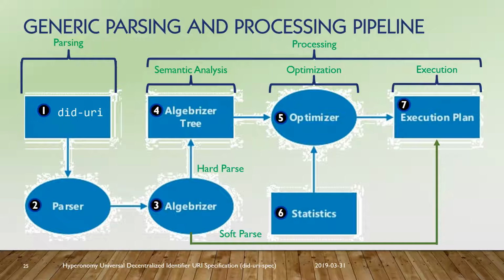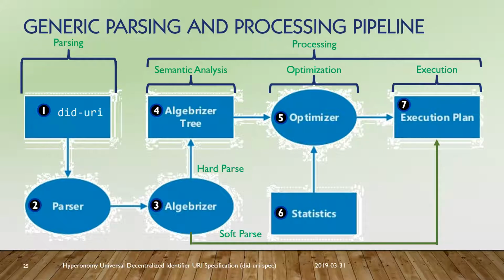Also, coming out of the semantic analysis is a common phrase: hard parses and soft parses. So for example, let's say the DID URL that you're processing is did:ABC:1234. Well, we know that that particular pattern always returns a complete DID document.